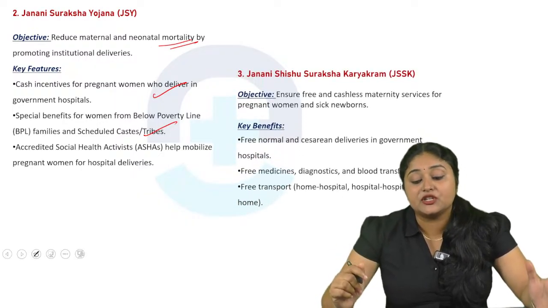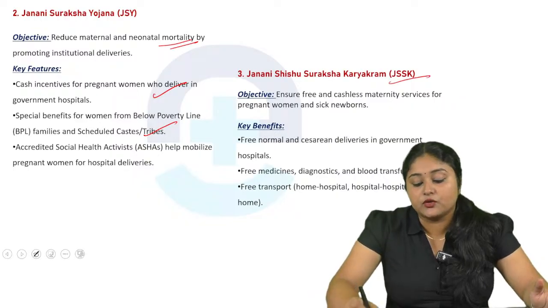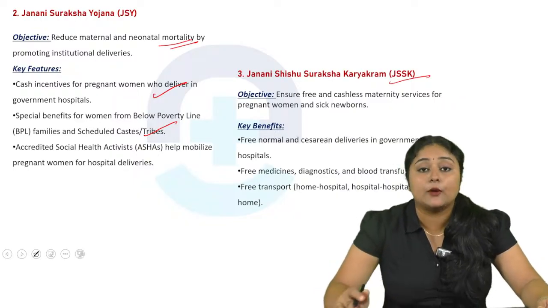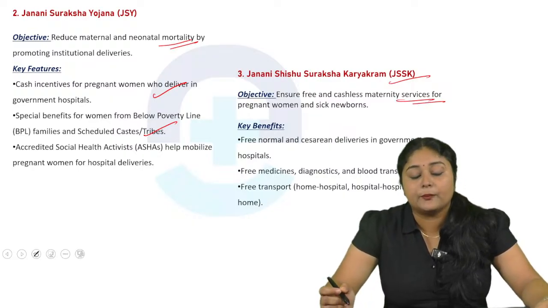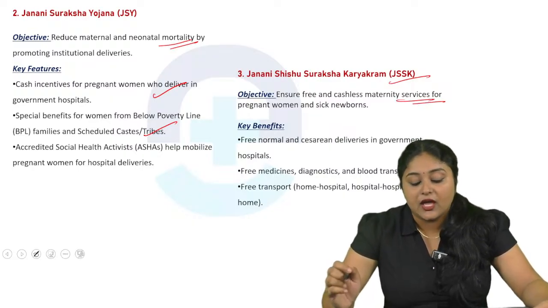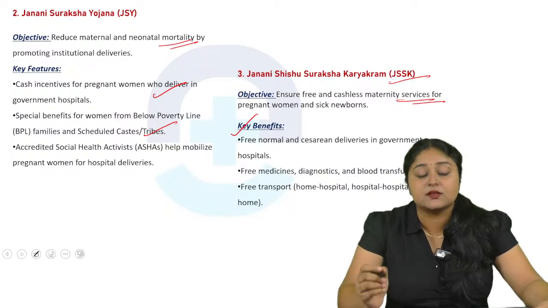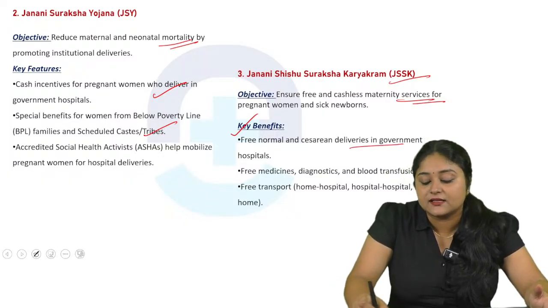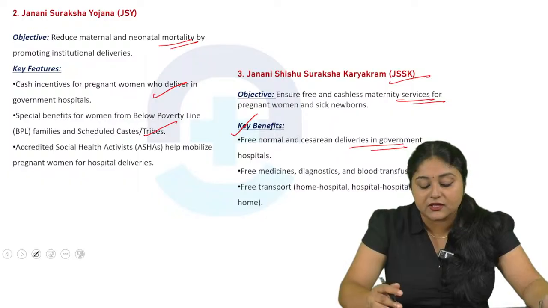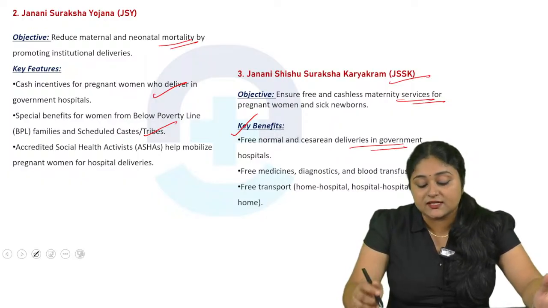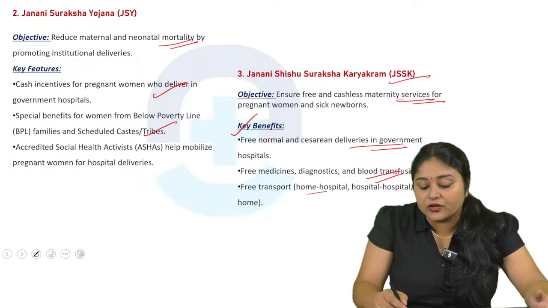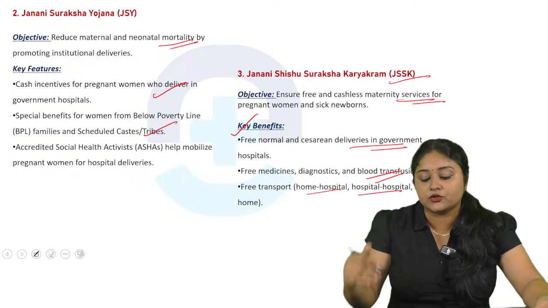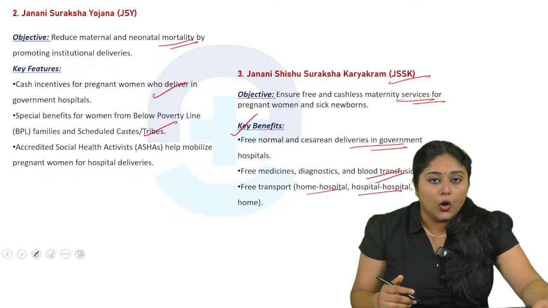Now come to the Janani Shishu Suraksha Karyakram, JSSK. The main objective is to ensure free and cashless maternity services for pregnant women and sick newborns. Now come to the key benefits. Free normal and cesarean delivery in government hospitals, free medicine, diagnostic tests as well as blood transfusions for the pregnant mother, and free transport, like home to hospital, hospital to hospital, as well as hospital to home.